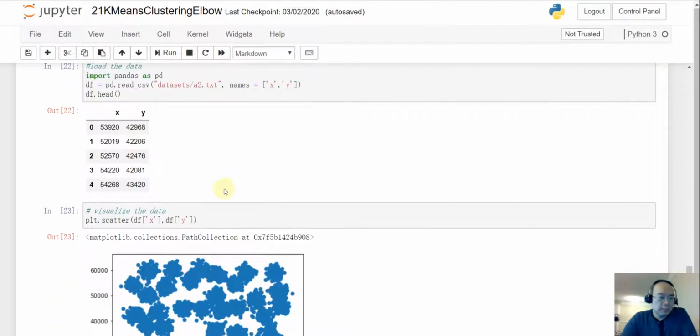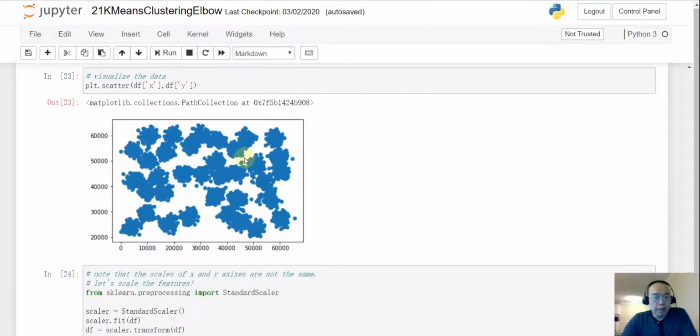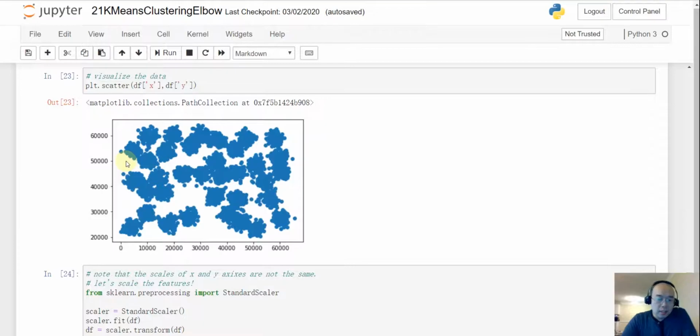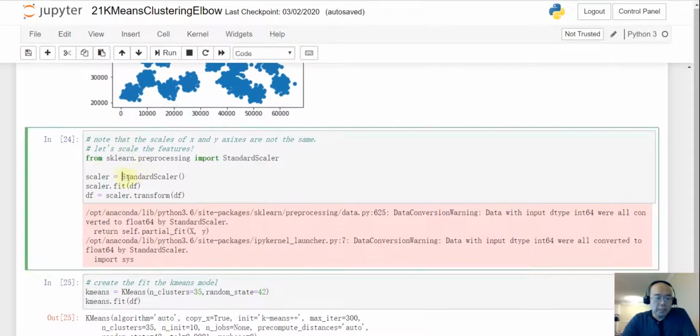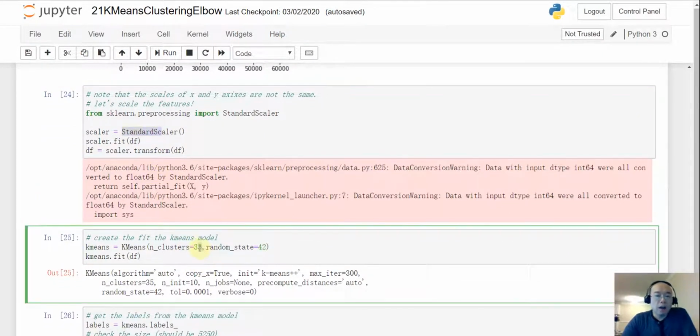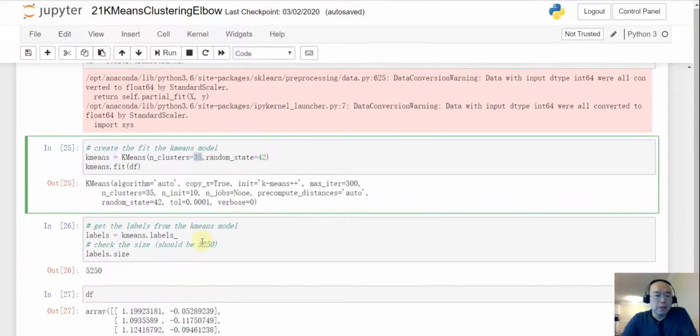If you load this set, you will see there are just two features, X and Y. If you plot that, you can see there are really a lot of clusters. The ranges of the x-axis and the y-axis are not quite the same, so we do the standard scaler. After that, we know there are a total of 35 clusters, so we have already known that. We do K-means and cluster the samples into 35 clusters.